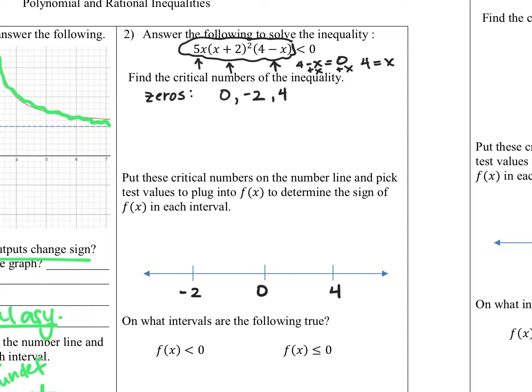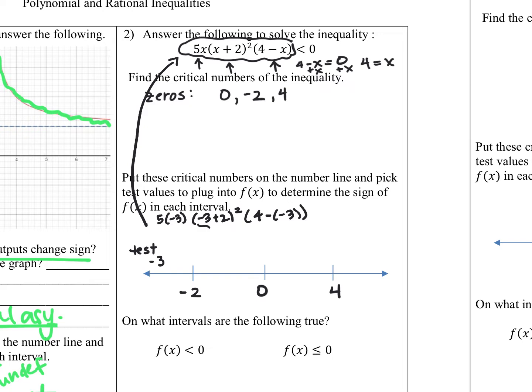Now, since I don't have a graph, you could graph this. We know enough about graphing, multiplicities, and things to be able to sketch it, but we can also plug in values to see. So if we want to test something to the left of negative 2, something like negative 3, we go to that polynomial and plug in a negative 3 to see what happens. So 5 times negative 3 times negative 3 plus 2 squared times 4 minus negative 3.